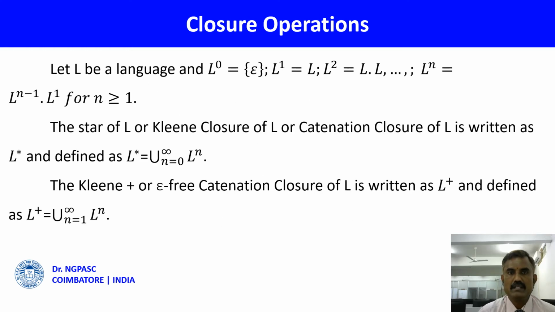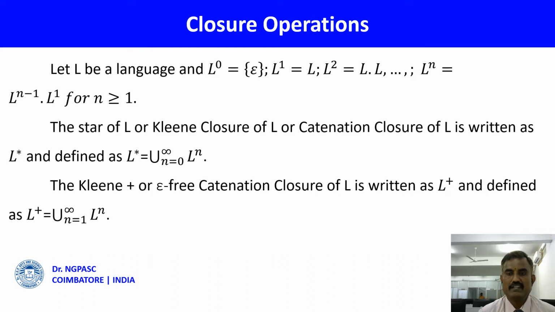The next one is star. Let L be a language, and L to the power 0 equal to epsilon, that means the empty word. L to the power 1 is equal to L, and L squared is equal to L into L. Similarly, L to the power n is equal to L to the power n minus 1 into L, for n greater than or equal to 1.